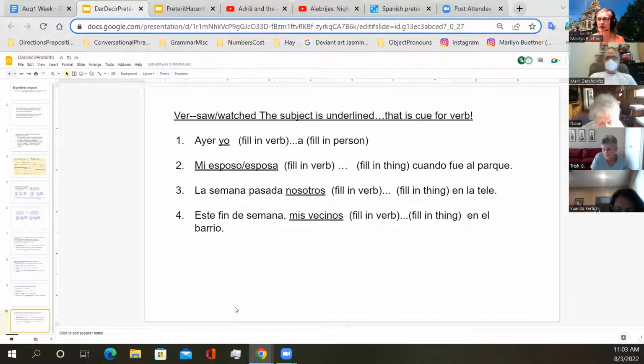Ayer yo vi a mi doctor. Vi a mi doctor. I saw my doctor. Bien. Perfecto. Ok. Pero vi a mi doctor, but if it's just coyote, vi un coyote. Bien, right? Unless the animal is a pet of yours. And coyote es probable que no. Correcaminos es probable que no es mascota.